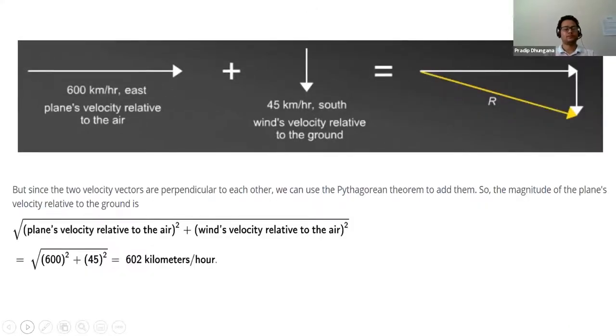So in the third case, the plane's velocity is again 600 km per hour east, but this time the wind velocity relative to the ground is south and it's 45 km per hour. So the resultant velocity is along the east-south direction. And to calculate the resultant velocity, we'll use the Pythagorean theorem. That is, the resultant velocity is the square root of the plane's velocity relative to the air squared plus the wind's velocity squared, and then we'll calculate those and get 602 kilometers per hour.